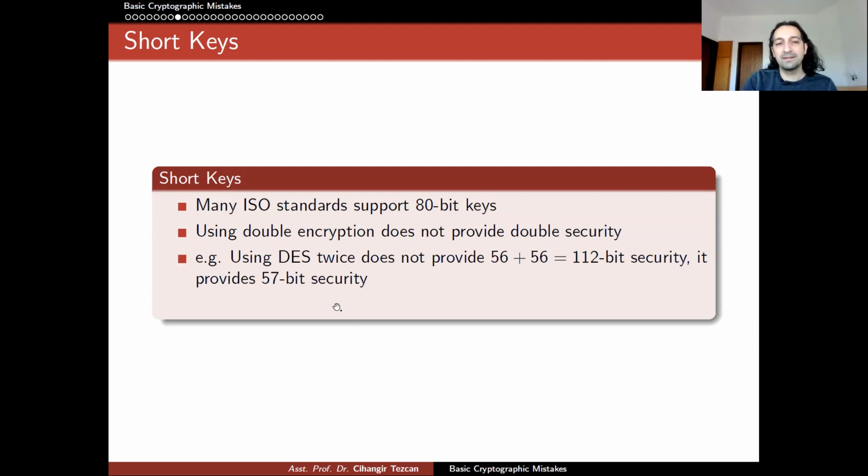So they think that since a single DES has 56-bit keys, if we use double DES, the attacker has to try all of these possibilities, which would increase the security to 112 bits. But actually, you can perform a brute force attack on only one part and store the results in a table, and then attack the other one. So using double encryption, using double DES, increases your security from 56 bits to only 57 bits. This was known for maybe 20 years.